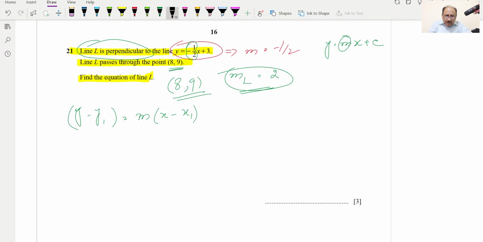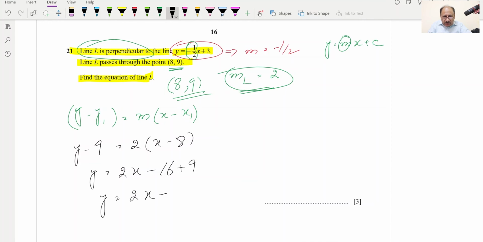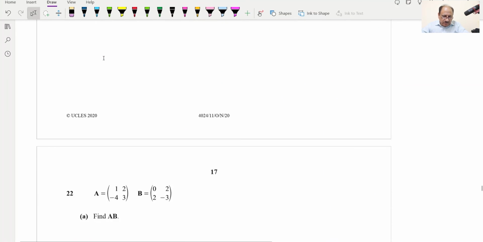In this equation we'll replace the values. Y minus y1, y1 is 9, and m value is 2, and x minus x1, x1 is 8, and we can simplify. Y will be equal to 2x minus 16 plus 9, so this implies y is equal to 2x minus 7. This will be the answer for 3 marks. We are done with this question.